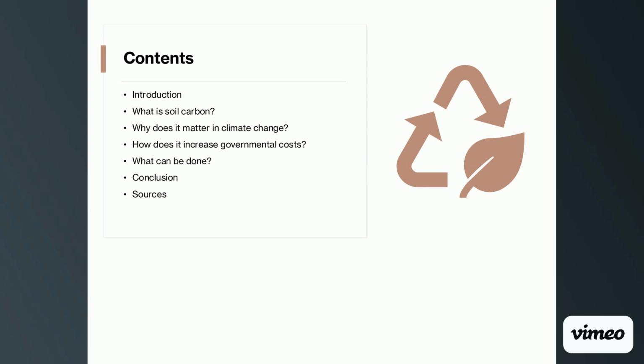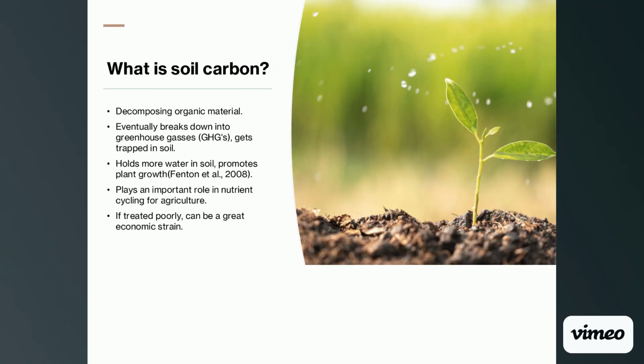First, we will review some of the basics of what soil carbon is and how it relates to climate change and the environment. Then, we will look over its financial strain on governmental bodies and how it can be improved. Finally, we will look at policies and advise on what can be done to mitigate its effects on the population. But first, what is soil carbon and why does it matter?